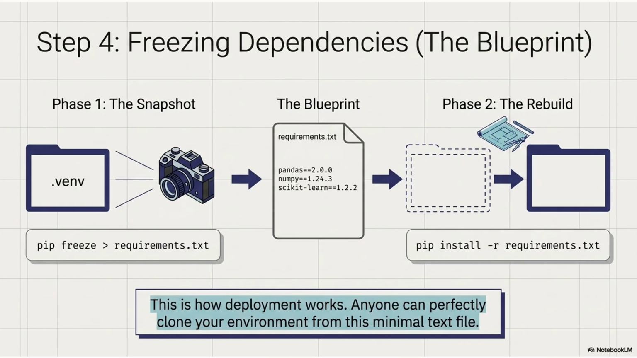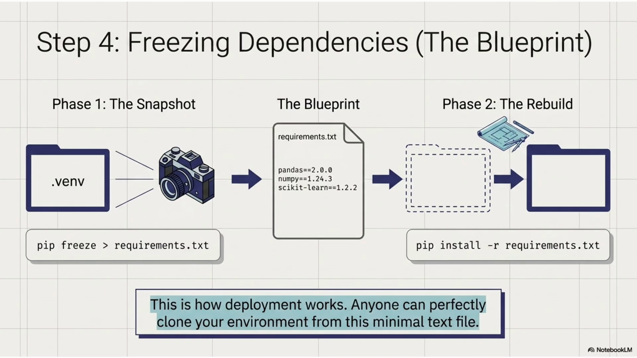The result looks something like pandas==2.0.0, NumPy==1.24.3, scikit-learn==1.2.2. Phase 2, the blueprint. This minimal text file is what you commit to GitHub instead of your entire .venv folder. Phase 3, rebuild. Anyone who clones your repository can recreate your exact environment with pip install -r requirements.txt.